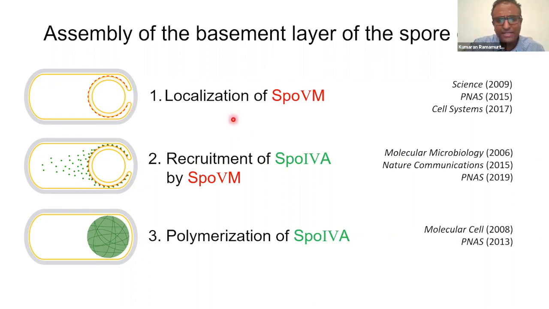The second step is that it recruits another protein shown in green called SpoIVA. That's also produced in the mother cell cytosol. It gets recruited to the surface of the forespore. And then finally, that second protein will polymerize on the surface, creating a tough basement layer on top of which the other 78 or so proteins will come and assemble.